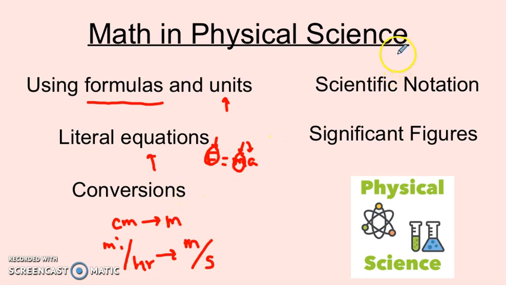Scientific notation is how you can deal with really, really large and really, really small numbers. And yes, we're going to have some of those in physical science, so that gives you an easier way to handle them. Who knows, maybe you have heard of that or even worked with it sometime. And you have significant figures, which helps you in your calculations, especially with scientific notation.